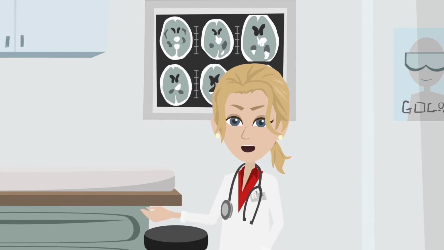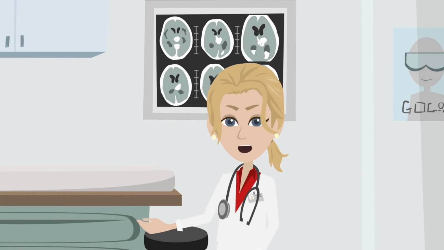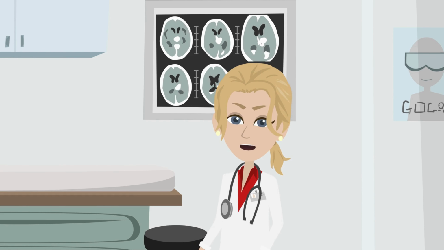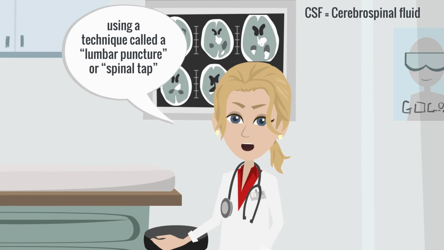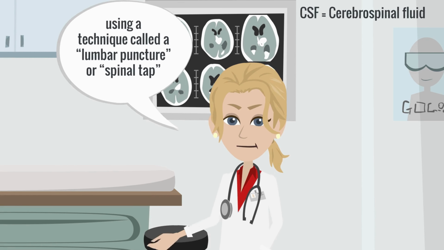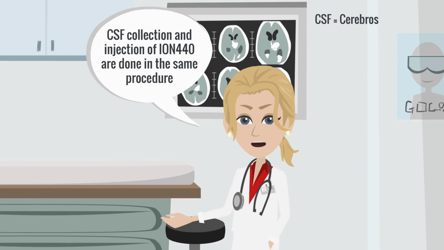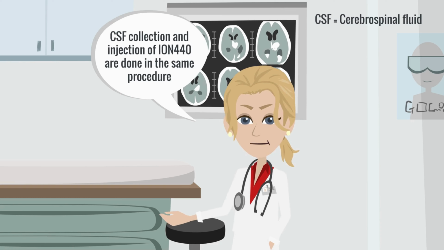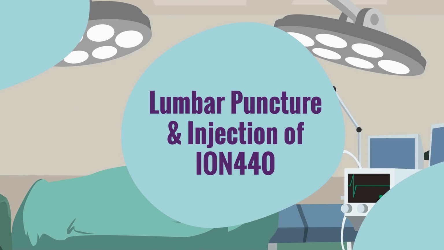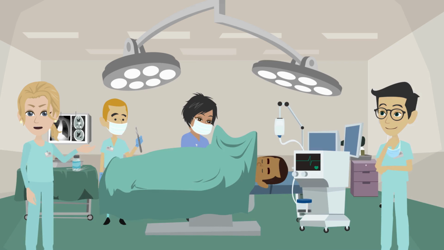Similarly, examining what happens in the brain and spinal cord can be achieved by withdrawing and analyzing the cerebrospinal fluid. This is done using a technique called a lumbar puncture or spinal tap. For the ATTUNE study, both CSF sampling and injection of ATTUNE 440 are being done during the same medical procedure. Let's have a look now at how exactly both the lumbar puncture and ASO injection will be performed for patients enrolled in the ATTUNE study.